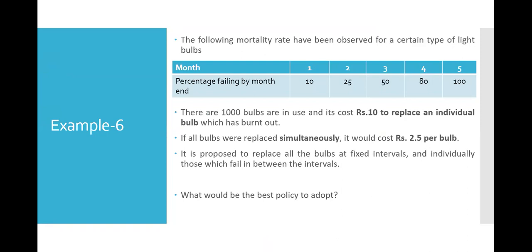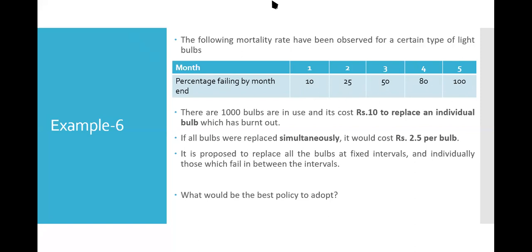here the table is given of the mortality rate of the component, wherein in the first month 10% of the components will fail by the month end. On the second month, which is cumulative of the first and second month, 25% will have failed. On the third month 50, on the fourth month 80, and on the fifth month the number of components which are going to fail is a total of 100. So this total would always be 100.